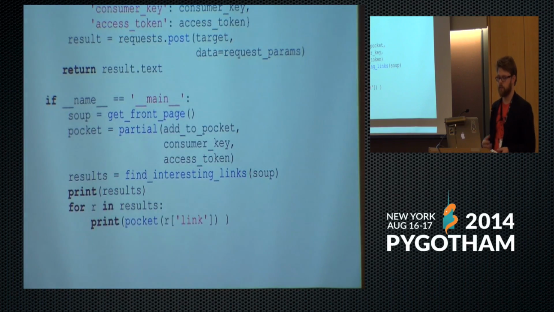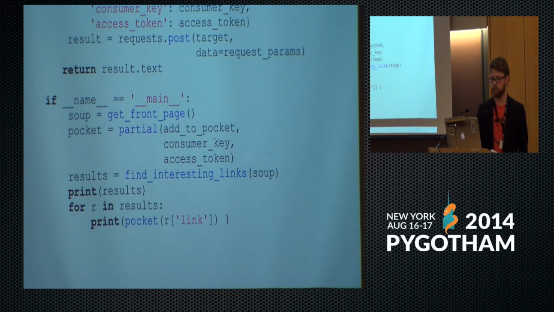But Pocket has a REST API that I can use with HTTP requests, and it takes some parameters, a URL and a couple of tokens. And so this is the add function, and the URL that it takes is the URL that I want to save for later, and I post it. It takes some data and a target, and that's all there is to requests.